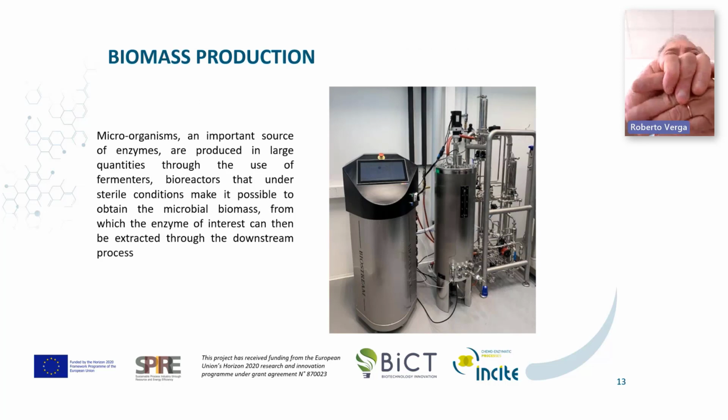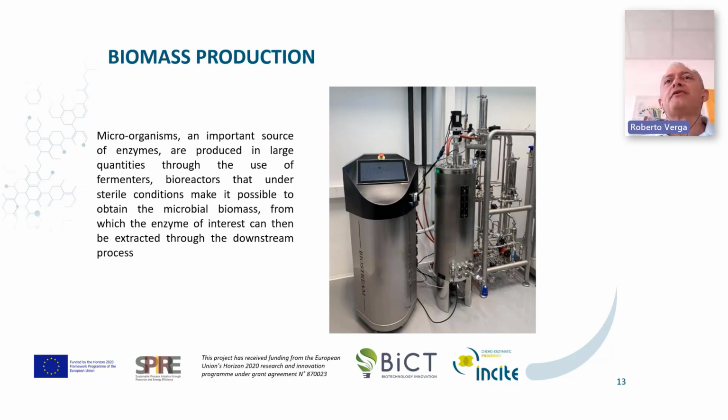The first part is, okay, I've got my source, my enzymes, I have to produce it. The first approach is the upstream part. The upstream is the biomass production. A lot of cells, because I need a lot of cells to produce my enzymes. The biomass production is performed in a particular reactor called generally fermenters.